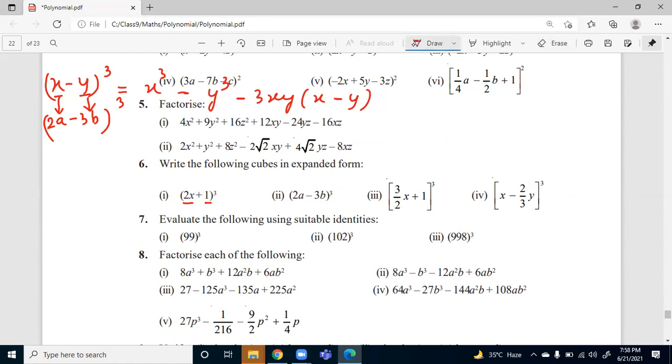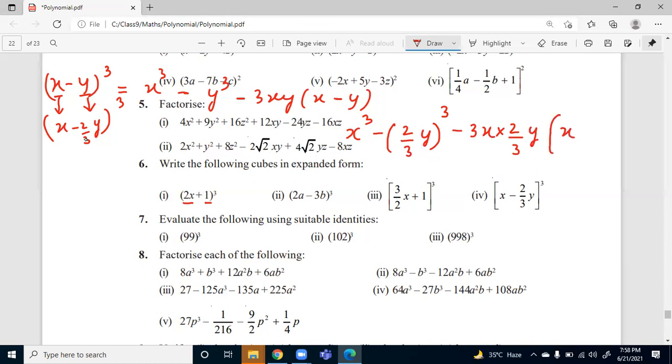So it is x minus 2 by 3y. So what is x here in this identity? X is x. So for x I will be writing x cube. And what is y? Ma'am, 2 by 3y. Minus 3. And what is x? X is x. What is y? 2 by 3y. And what remains in the bracket is x minus 2 by 3y.